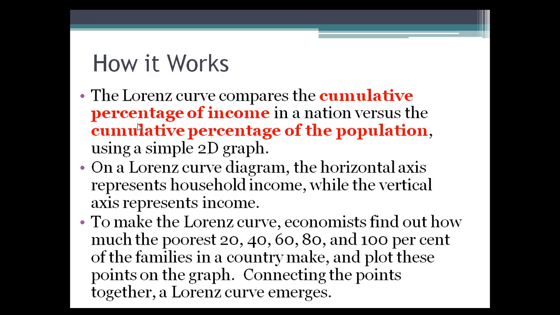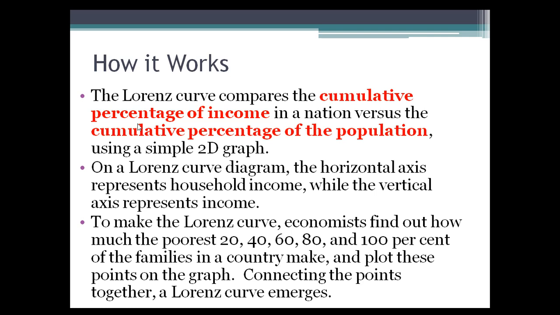How does it work? Well, this is what I really wanted to focus in on a little bit with you today in this video. The Lorenz curve is essentially a two-dimensional XY scatter graph that compares two cumulative measures. And cumulative means that they're measures that are added up over time. So you go from 0 to 100, and you're adding from the lowest to the highest number.